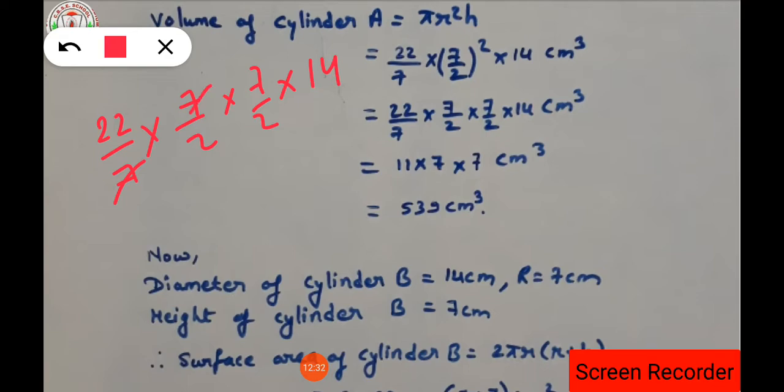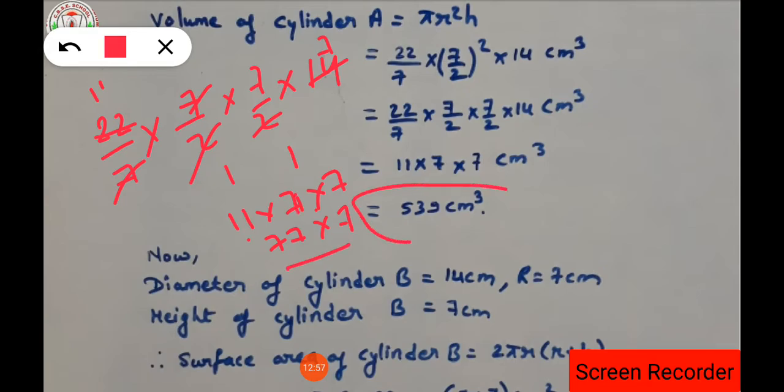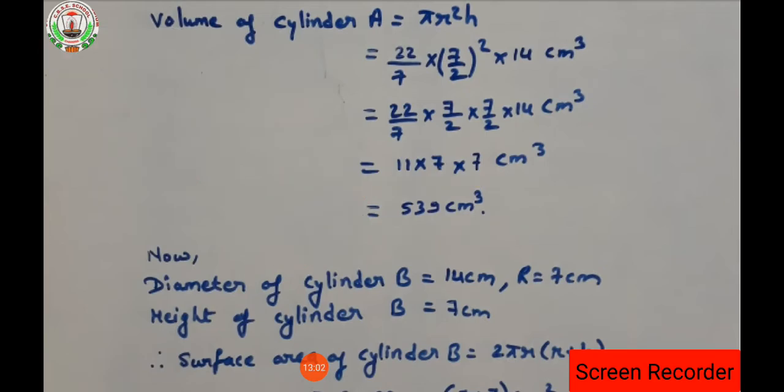So 7 will get cancelled here, isn't it? 2 will be 1 time and this 14 will be 7 time. Clear? Then 2 will be 1 time and this 22 will be 11 time. So what is the number left out? That is 11 into 7 into 7. So here it will be 77 into 7. 11 into 7 will be 77, isn't it? So 77 into 7 will be how much? 539 centimeter cube is the volume of cylinder A.